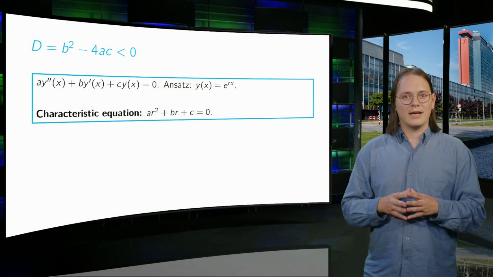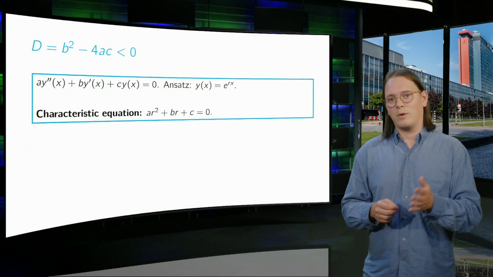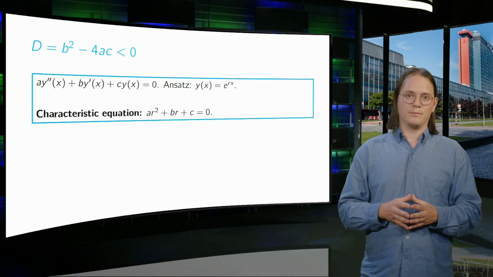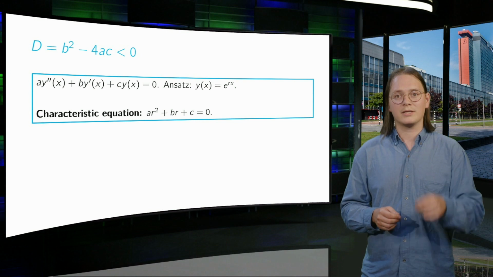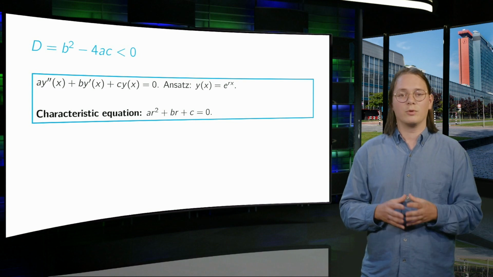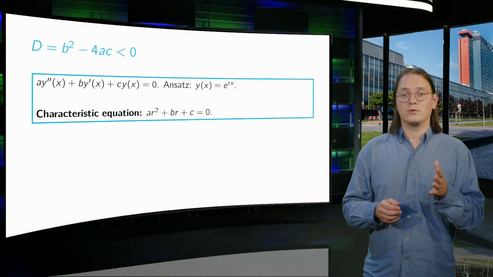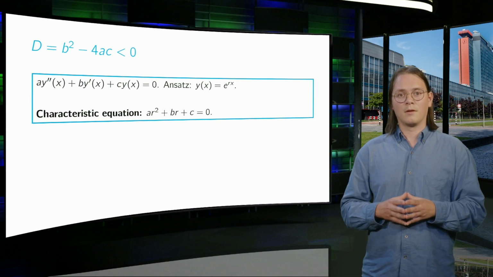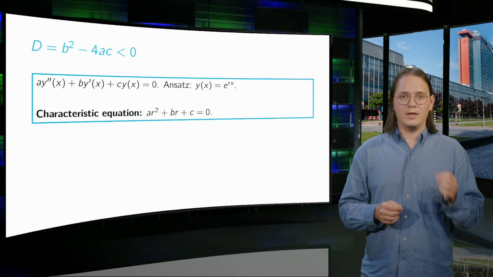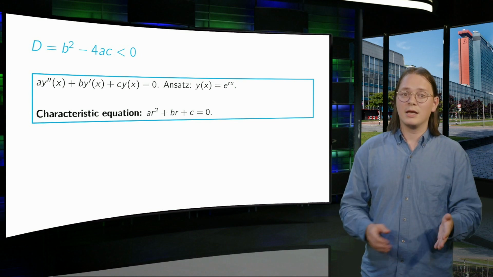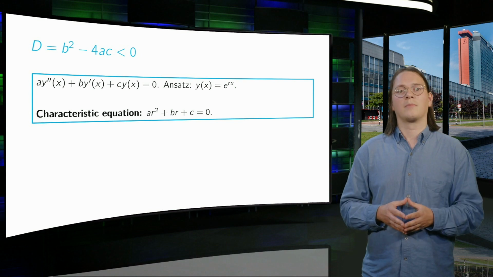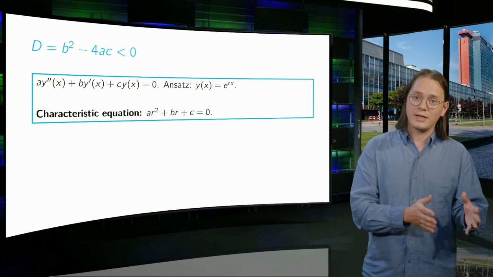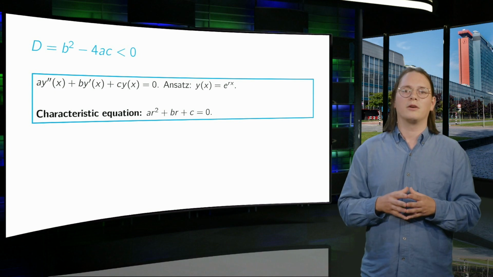We're considering the second order differential equation a times y double prime plus b times y prime plus c times y equals 0. We tried the solution y of x is e to the power rx, which gave the characteristic equation a times r squared plus b times r plus c equals 0. Let's now look at the case where d, which is b squared minus 4ac, is less than 0. If a, b, and c are non-negative, this corresponds to either the undamped or the damped harmonic oscillator.